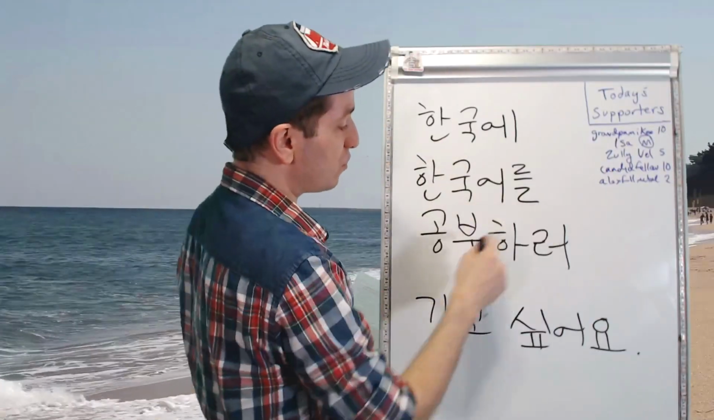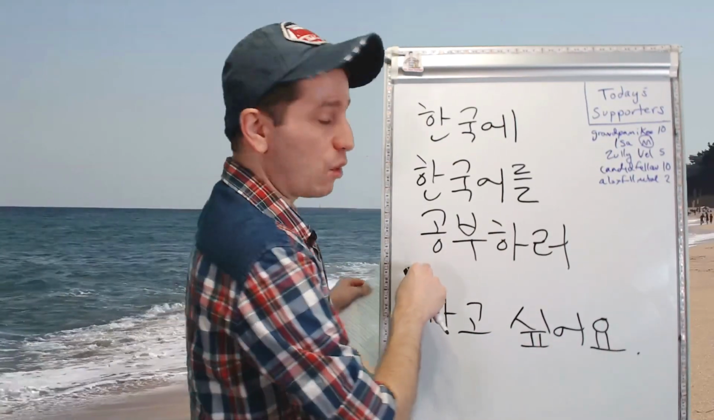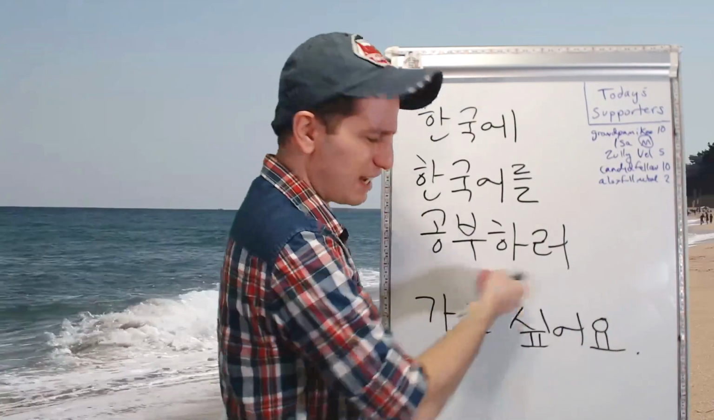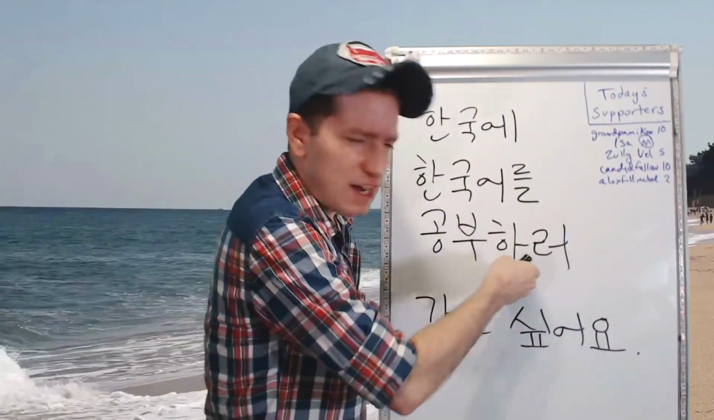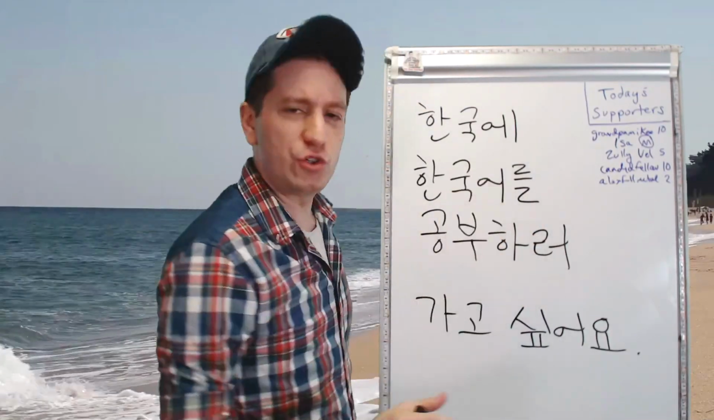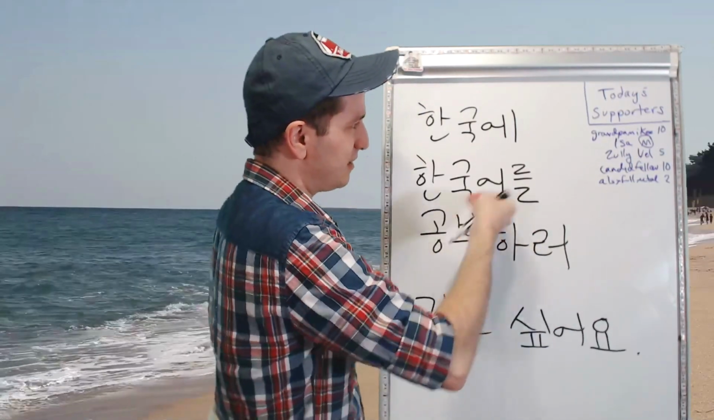한국에 한국어를 공부하러 가고 싶어요. So, I want to go. 공부하러, literally, in order to study. So I want to go so that, or in order to, for the purpose of studying Korean, 한국어를 공부하다, to study Korean, to Korea. So I want to go study Korean to Korea.